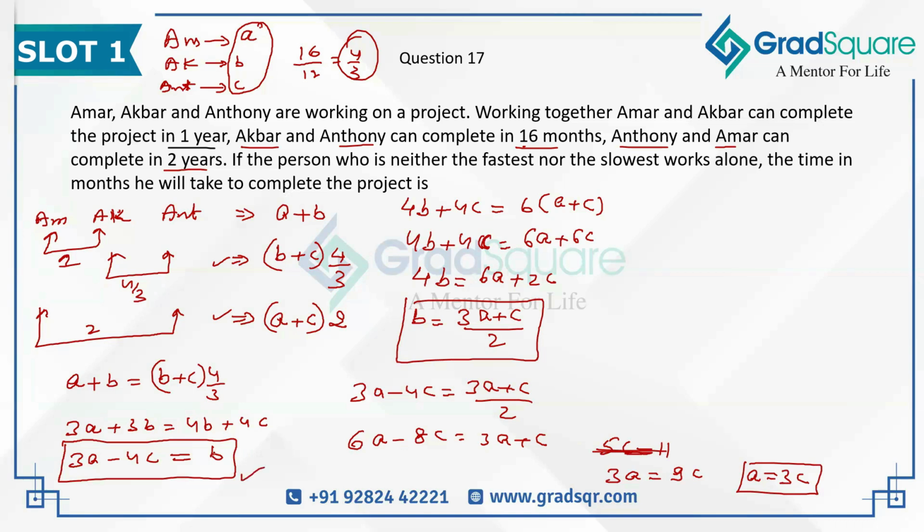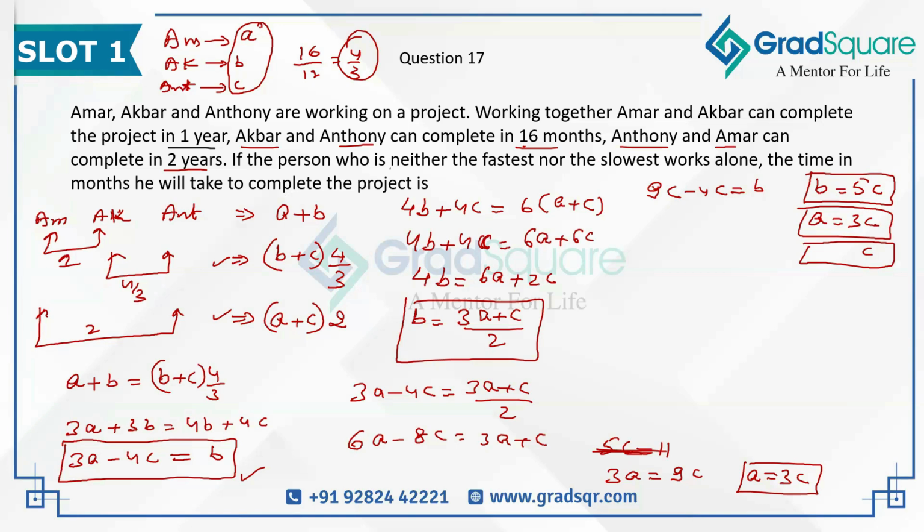Let's look at this particular equation, which says 3A. A is 3 times C, so this becomes 9C minus 4C, which equals B. So the value of B turns out to be 5C. B is 5C, A is 3C, and the other individual is working C units per year, right?